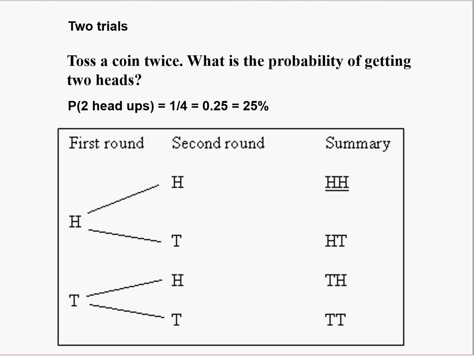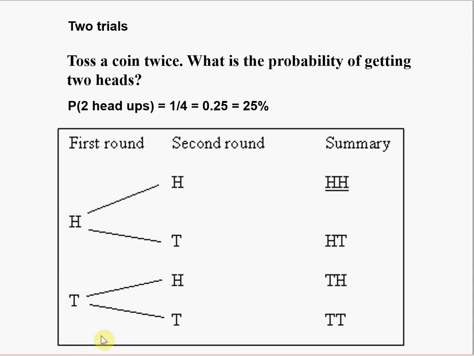So you want to find out the probability of getting two heads. Now let's see, in the first round of tossing, you may get a head, or you may get a tail. So those are the two possible outcomes from the first round of tossing a coin.